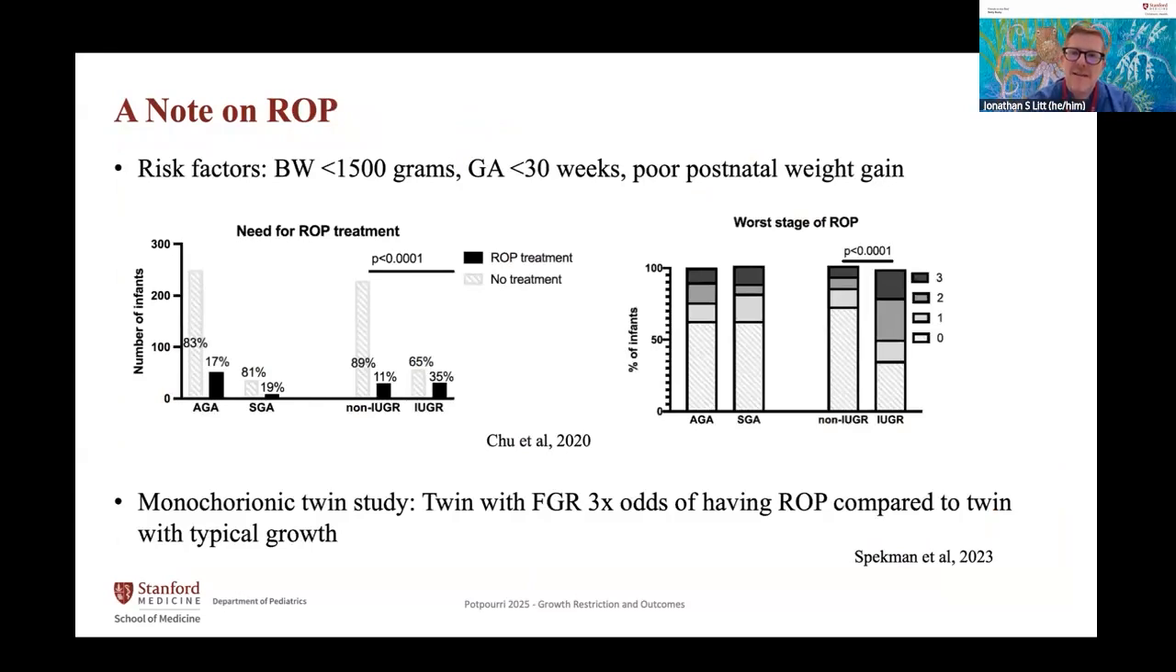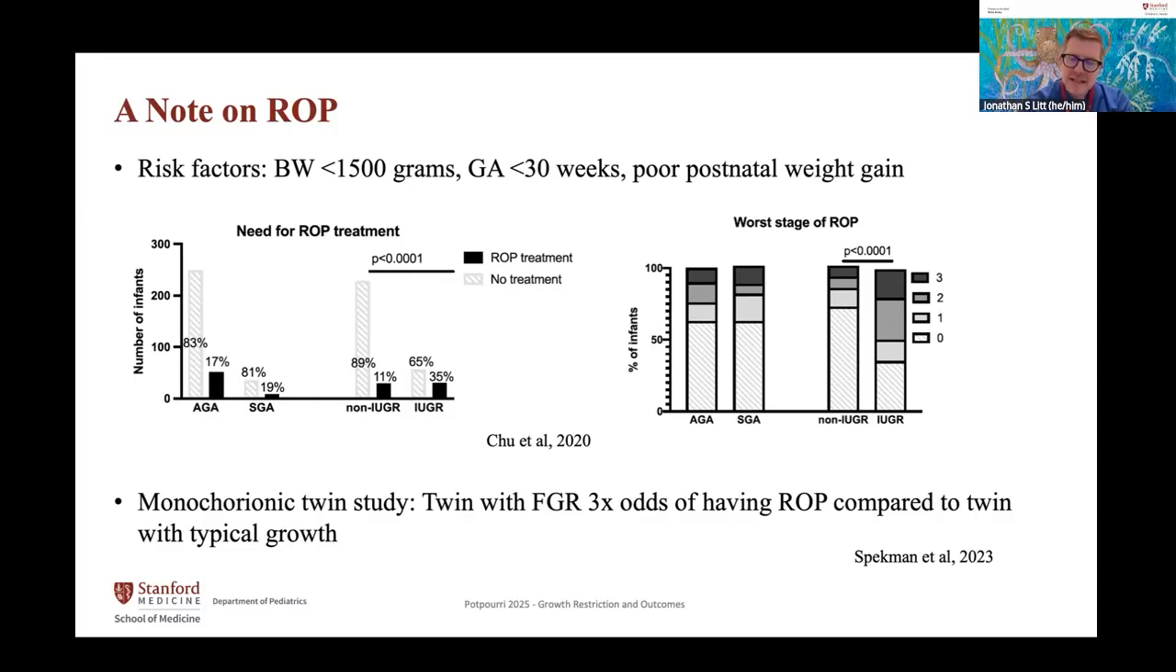The last area I'd like to think about is neurosensory development, and particularly retinopathy of prematurity. This is another concern that we often will think about for babies who are born with growth restriction. And we know that risk factors for retinopathy are being born small, under 1,500 grams, being born under 30 weeks gestation, and poor postnatal weight gain.